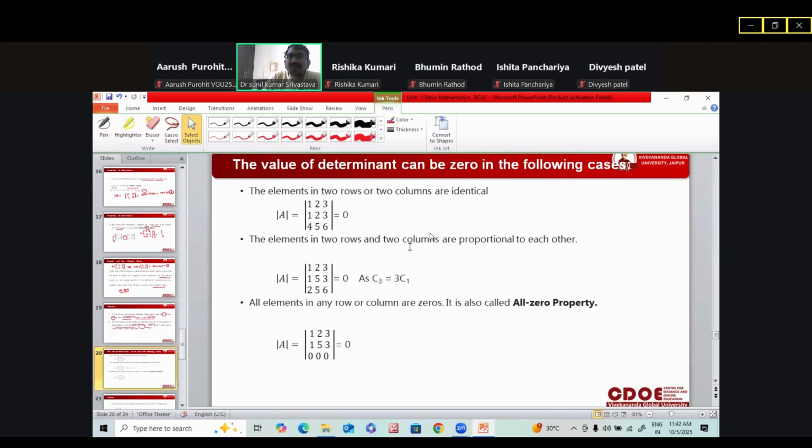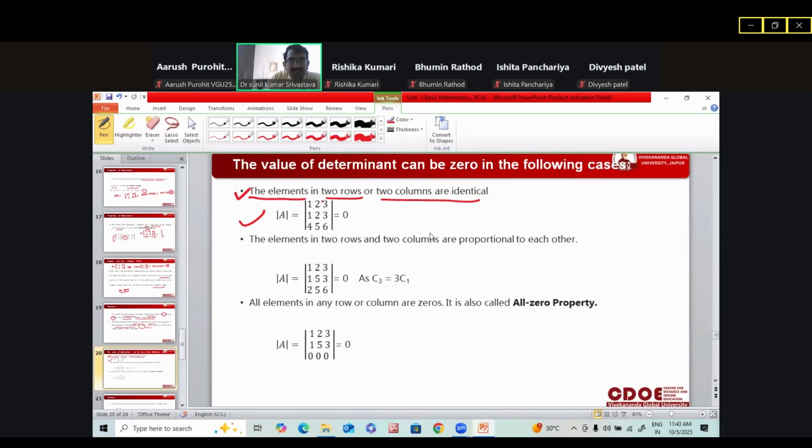Calculation of the determinant becomes very easy here. So we have to know some properties. First of all, listen, see here. The elements in two rows or two columns are identical. If in a given determinant two rows are equal or two columns are equal, then the value of the determinant is going to be 0.